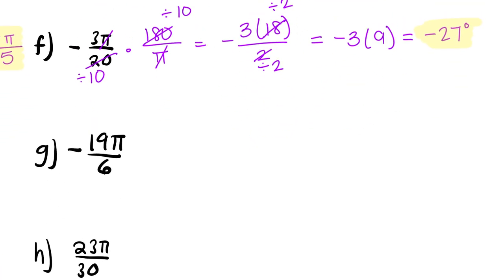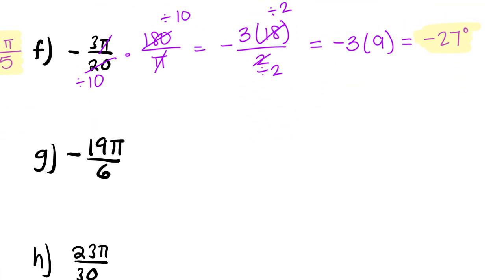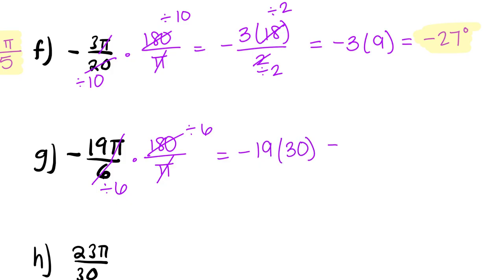All right, looking at G. Because it's in radians, changing it to degrees, 180 over pi. Pi's are going to cancel out. And I can use 6 for this one. So I'm going to have negative 19 times 30. All you have to do is multiply for this, negative 570. Don't forget it's in degrees. I changed it. Do not forget that degree sign. It will be incorrect.